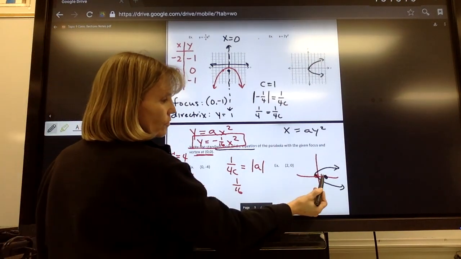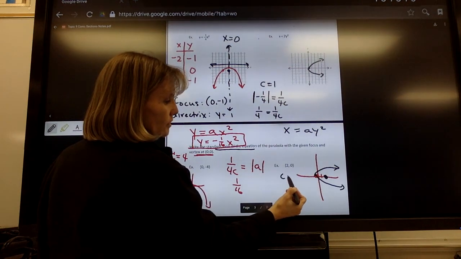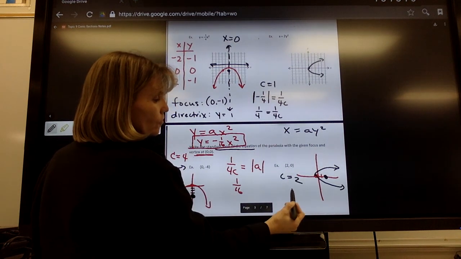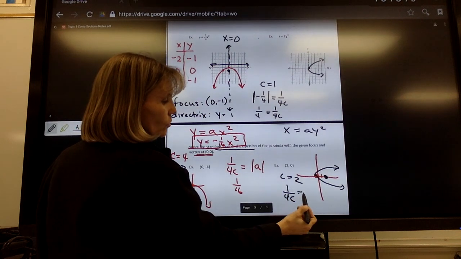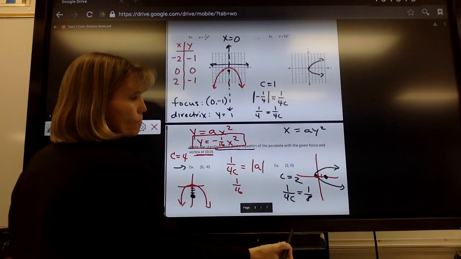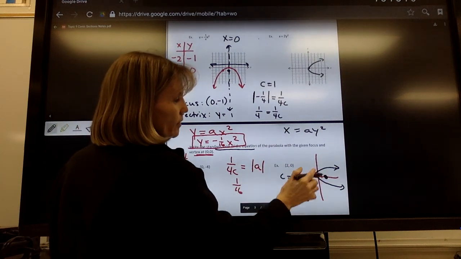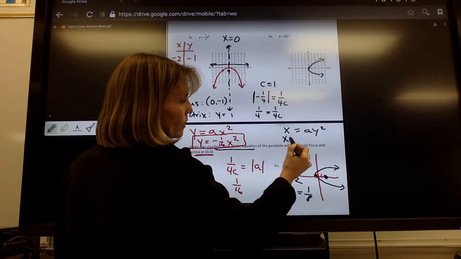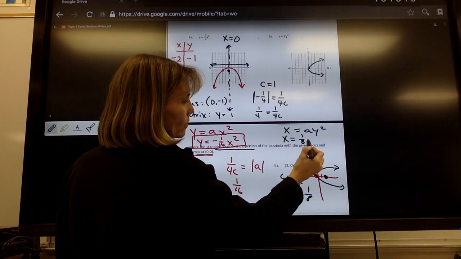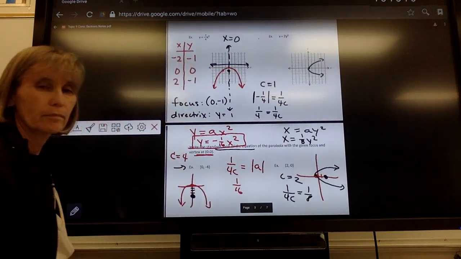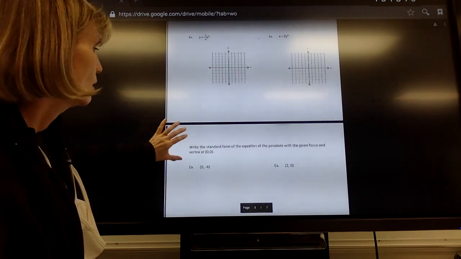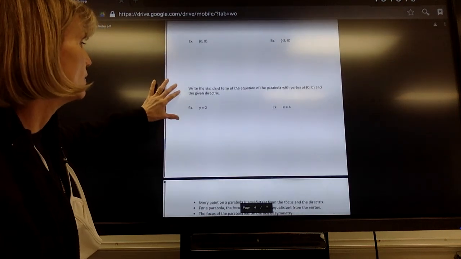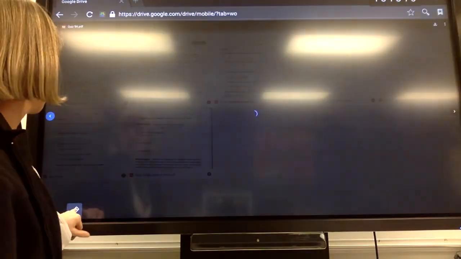Okay, that distance from the vertex to the focus was 2. That c value is 2. So if I plug that in and say 1 over 4c, c is 2, I would get 1 over 8. And because it goes to the right, that a value is going to be positive. So x equals 1/8 y squared. Okay, so that's how we can build our equations. And then the bottom examples, you're just doing the same thing.